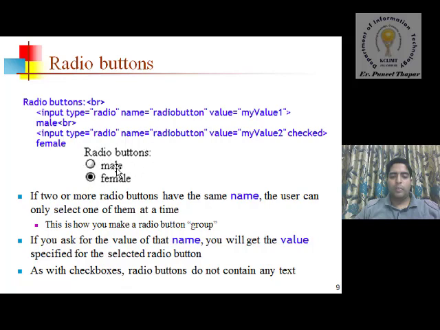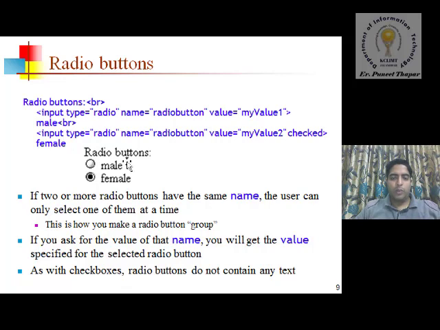Or you can see the example. The radio button looks like this one. You can select one radio button at a time, male or female. If you select male, the female will be deselected. If you select female, the male will be deselected. So you can see that if two or more radio buttons have the same name, the user can only select one.